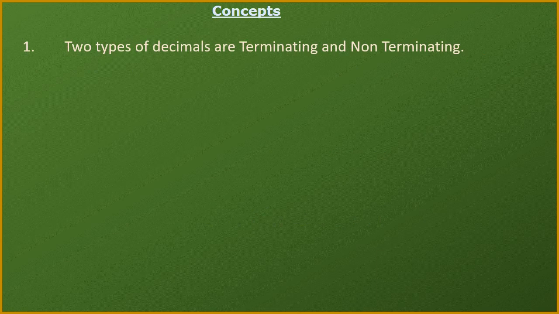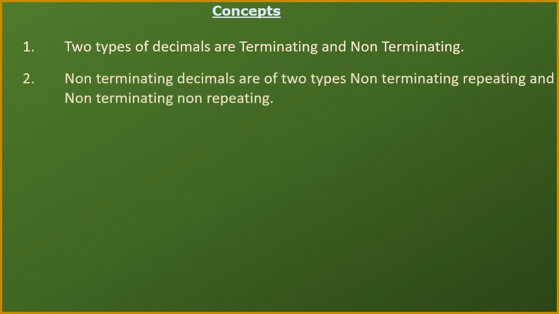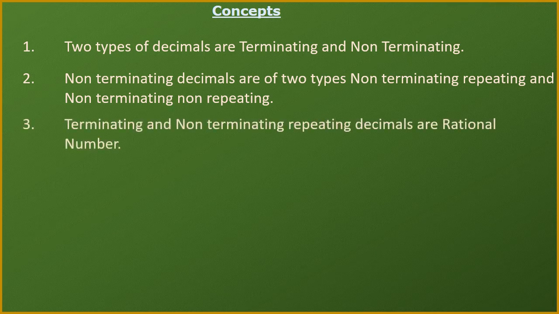Now the first concept is, we know that there are two types of decimal: one is terminating and the other is non-terminating. Second, we know that non-terminating decimal is again of two types: one is repeating and the second is non-repeating, right? Now terminating and non-terminating repeating decimals are always called rational numbers, because a terminating decimal we can express in the form of p by q, we can remove the decimal and express it in the form of a fraction. Similarly, for a non-terminating repeating decimal, we have seen in the previous question how to express it as a rational number.